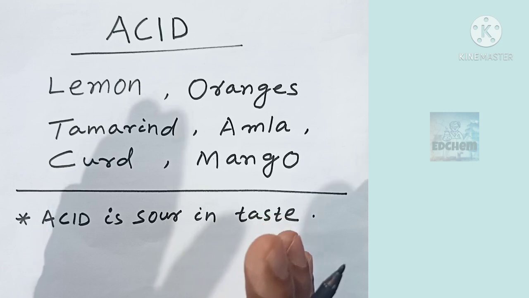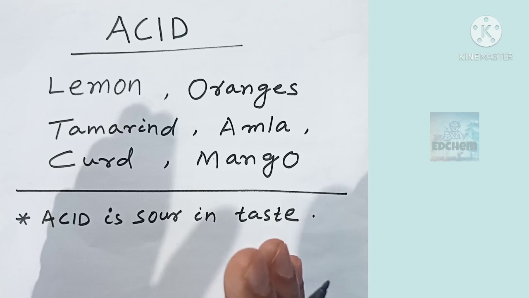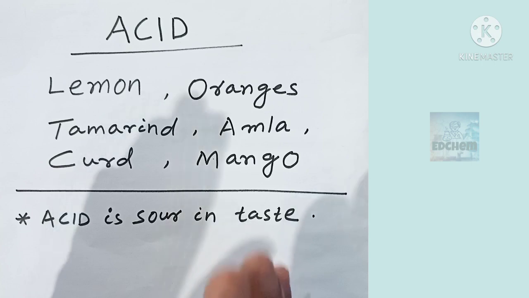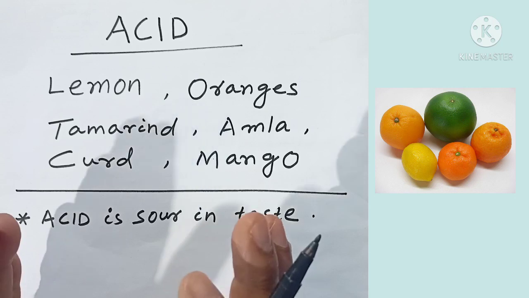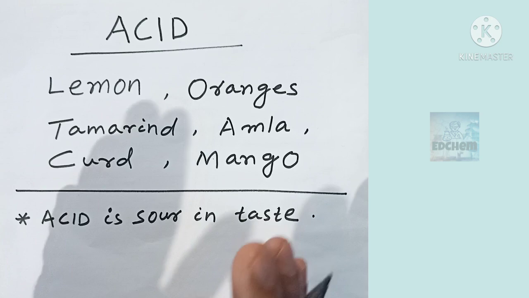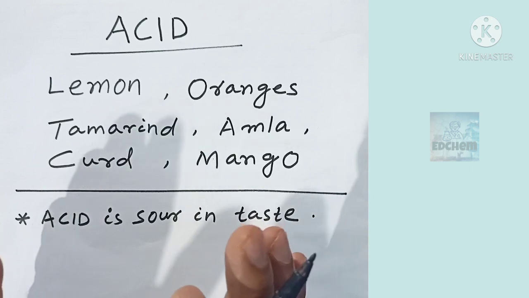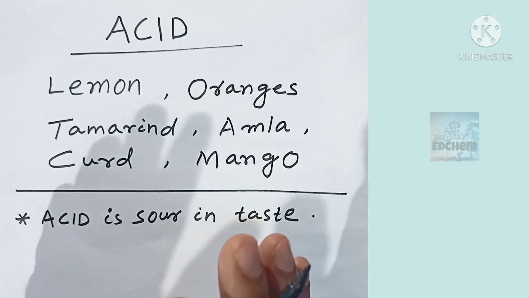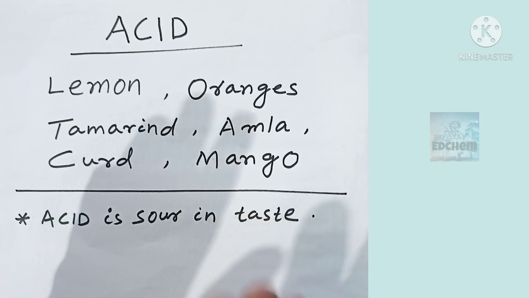Okay, you might have heard that due to unusual overeating, people suffer from acidic problem, I mean, from stomach burning. You might have heard that lemon, orange, tamarind, and amla are acidic fruits. Then what is an acid? What is the test of an acid? Such type of question may come in your mind. Before knowing what is an acid, let us discuss the taste of an acid.